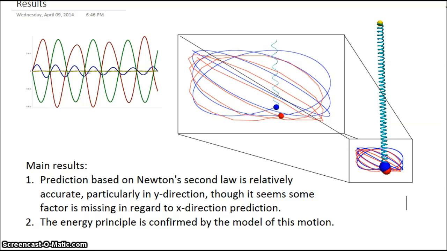So we conclude that our prediction based on Newton's second law is relatively accurate, particularly in the y direction, though it seems some factor is missing in regard to x direction prediction. And we also conclude that the energy principle is confirmed by the model of this motion.